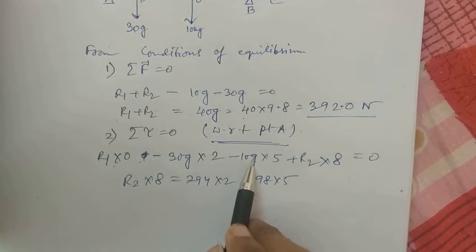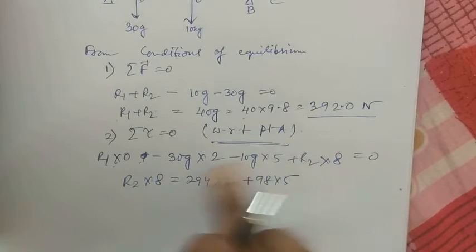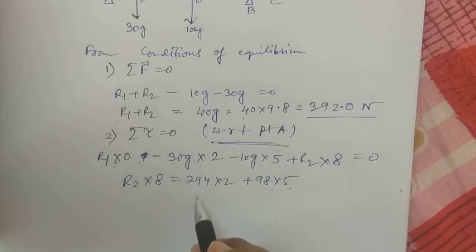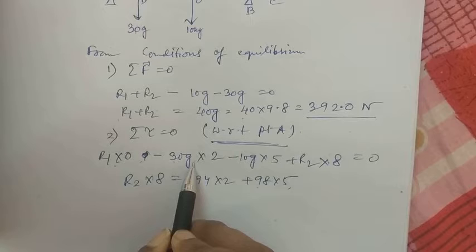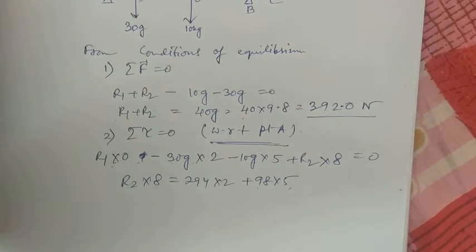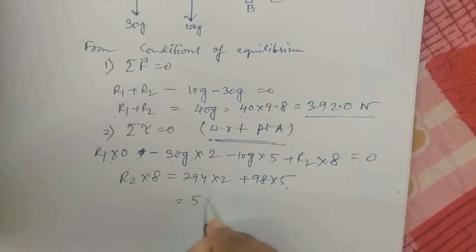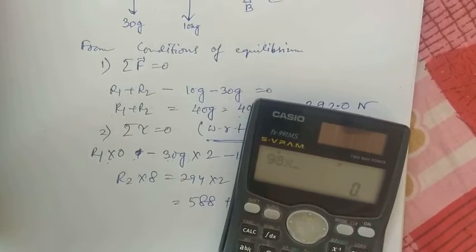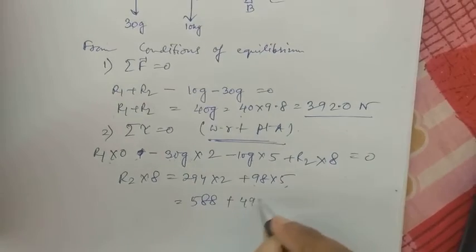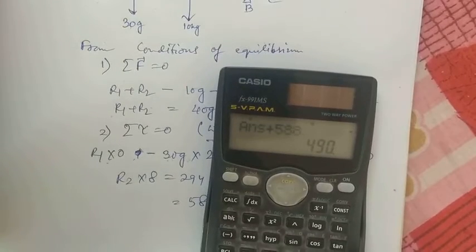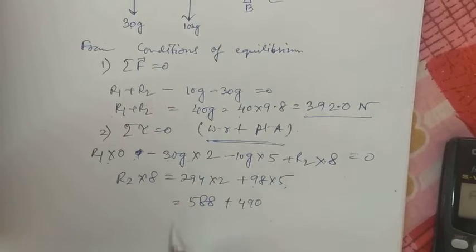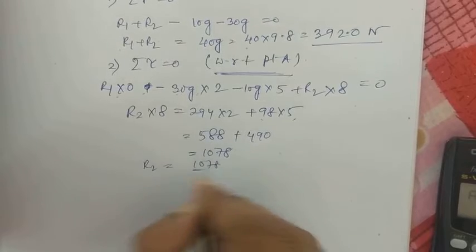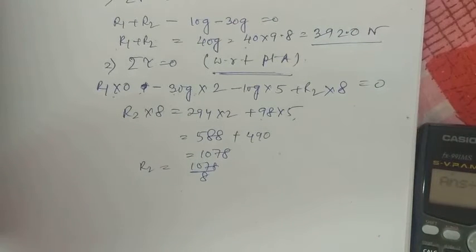Here g is 9.8, so 9.8 into 10 is 98. 98 into 5, moving to the right hand side. This is 60g, so 60 into 9.8 will become 588. Plus 98 into 5, that is 490. Now 490 plus 588 is 1078. So R2 will be equal to 1078 divided by 8, which becomes 134.75.